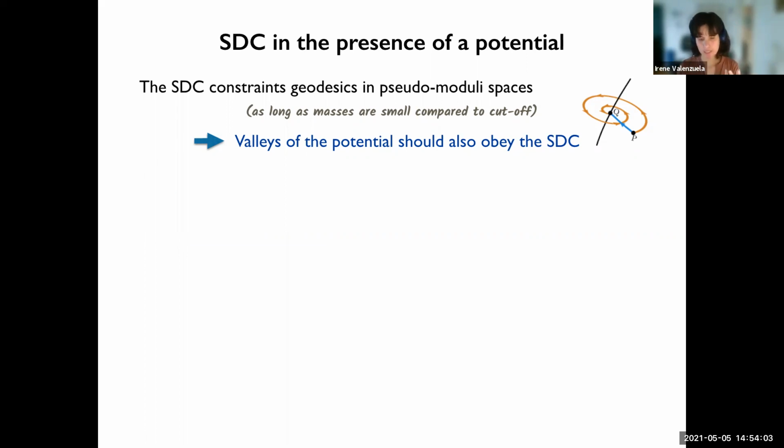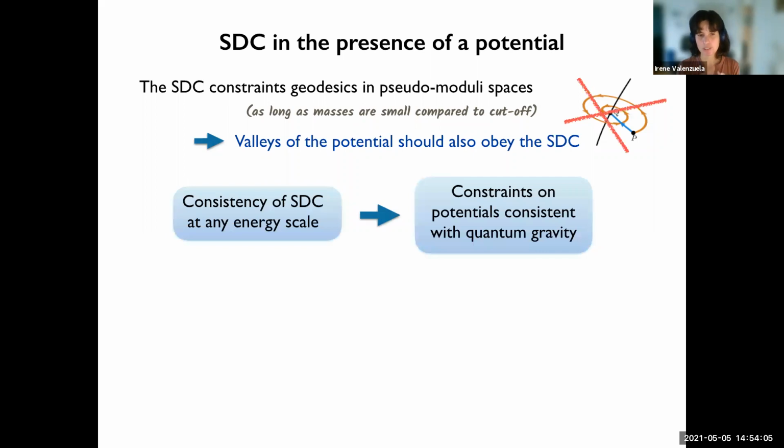The only way in which the conjecture could be consistent at any energy scale, and that quantum gravity doesn't care about what energy scale you are looking, is that the values of the potential should also obey the distance conjecture, which in turn... Can you just say again, what was the Swampland distance conjecture at an energy scale? How does the distance conjecture know about an energy scale?